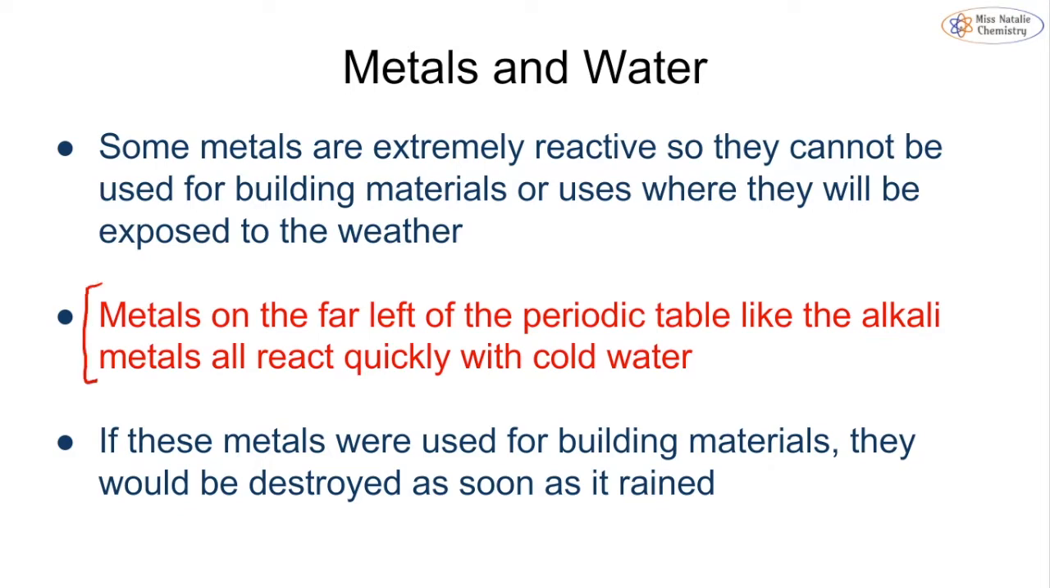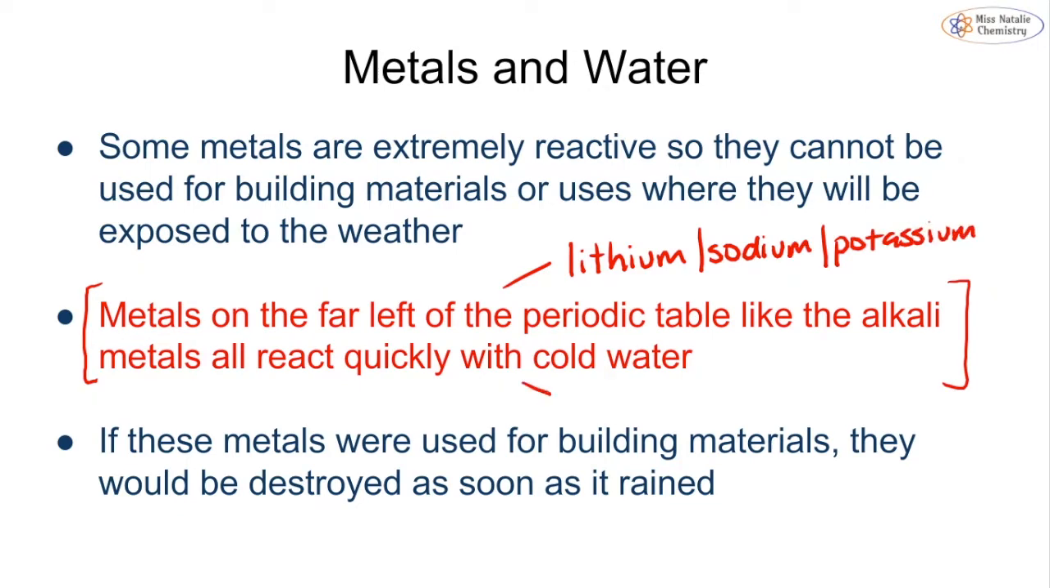And the metals that are on the far left of the periodic table, like the alkali metals, are all going to react very quickly with cold water. So we're looking at lithium, sodium, and potassium. They're all in group 1, or alkali metals. And we can also look at our group 2 metal calcium, because calcium does also react with water, but really we want to look at our group 1 elements. They're the ones that are going to react very quickly. So that means if it was to rain, these metals would be completely destroyed and your building structure would collapse, which of course we don't want to happen.